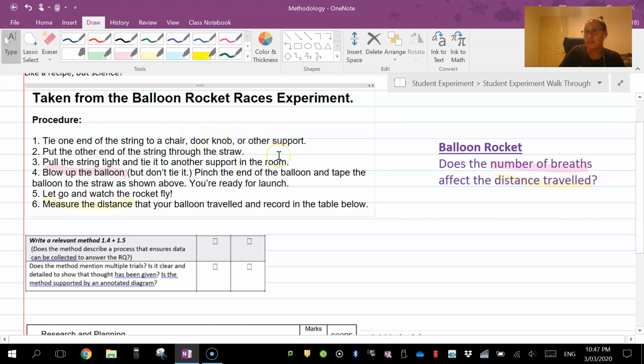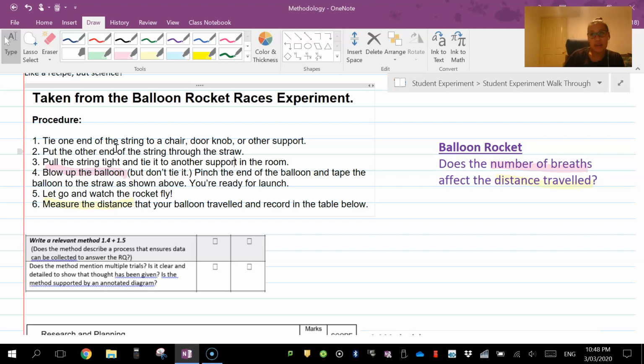However, other items were considered for this task. Put the other end of the string through the straw. So the other end of the string was placed through the straw, or fed through the straw. The string was then pulled tight and attached to an additional support within the room. String was checked for straightness if you're not looking at the angle of the string, and then you would continue on.